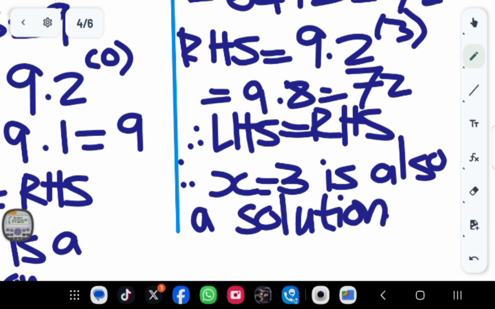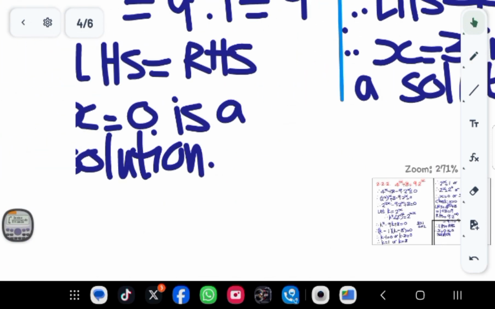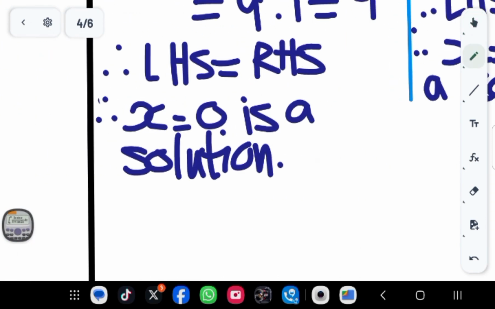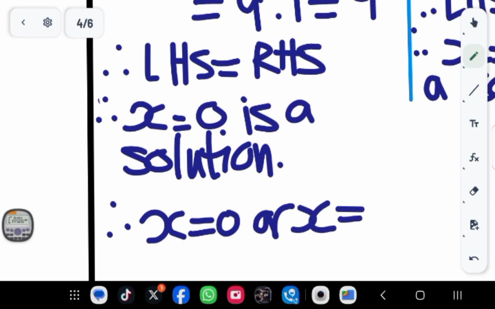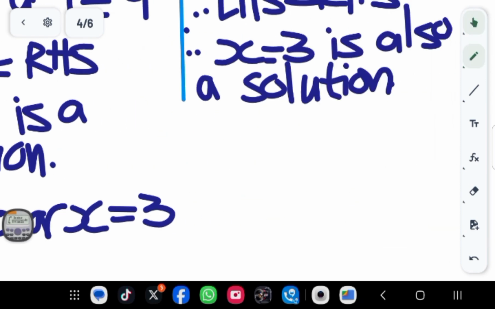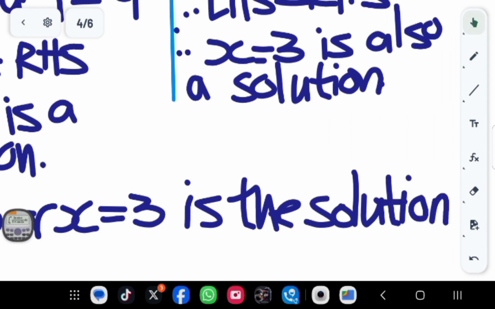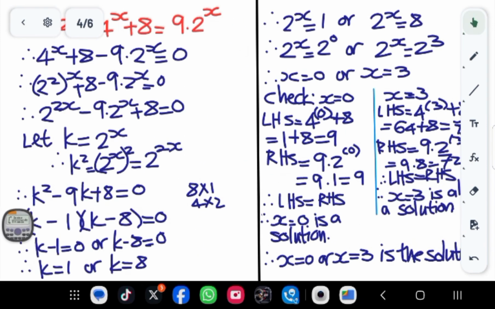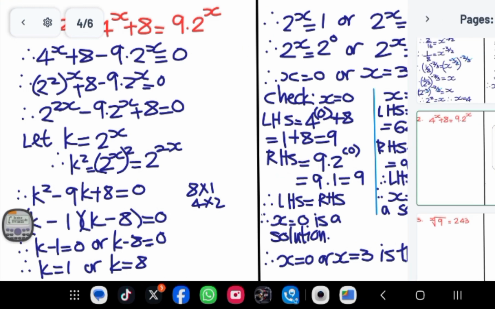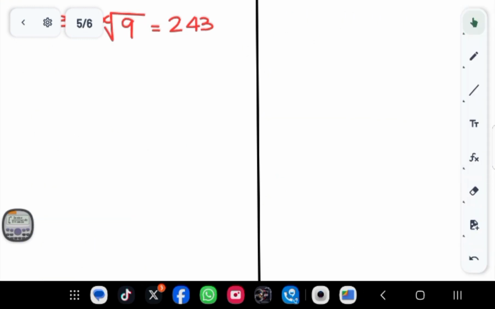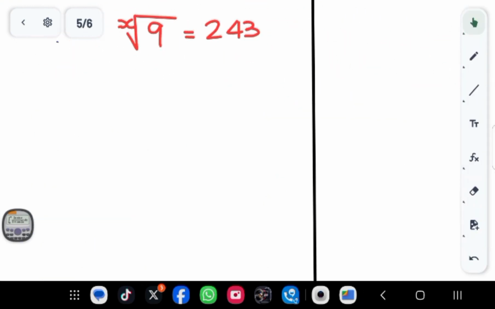Meaning that our final answer is that x equals 0 or x equals 3 is the solution. And that's how you answer this question. In some papers, they do give you marks for checking and giving the final answer that is correct for both solutions. Alright, next question. This is 2.2.3.